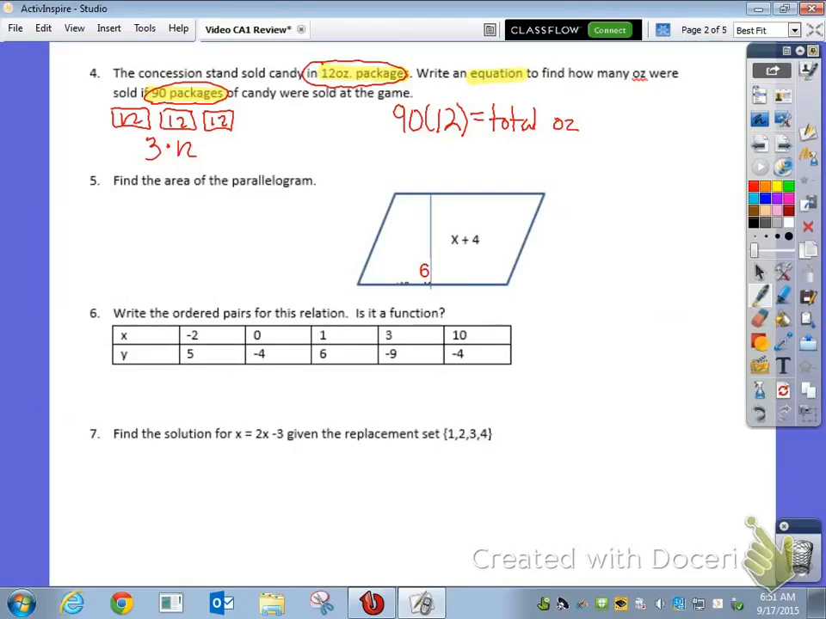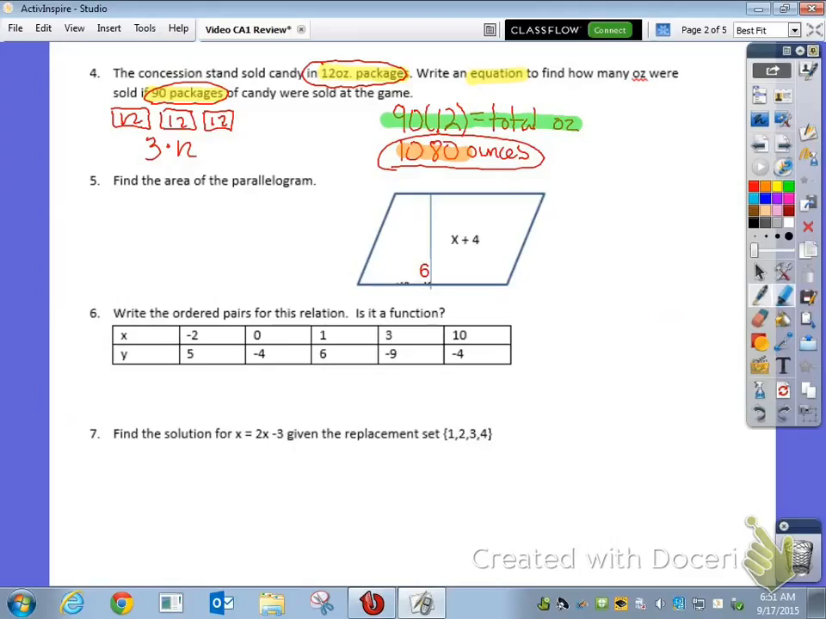Okay? And then 90 times 12, I can just multiply that because there's not a variable. And so that's 1,080 ounces. And then that's your answer. So there's your equation, but since I didn't have a variable, I could solve it, okay?